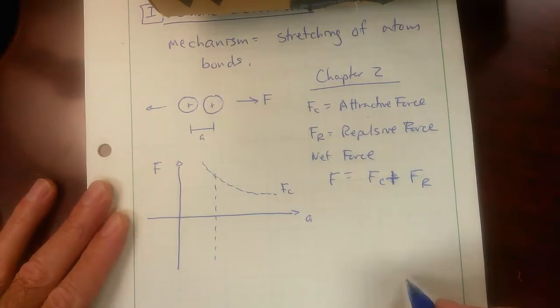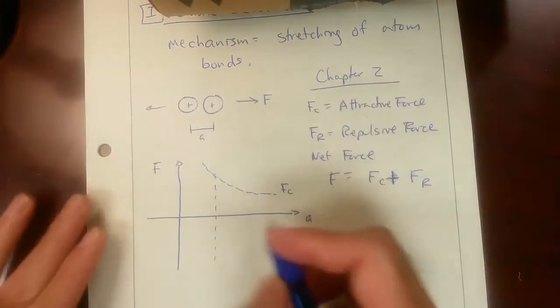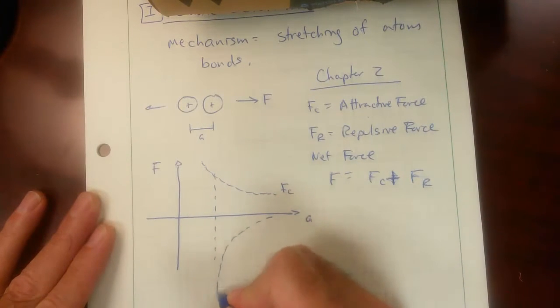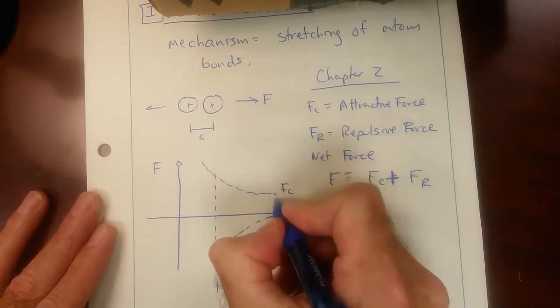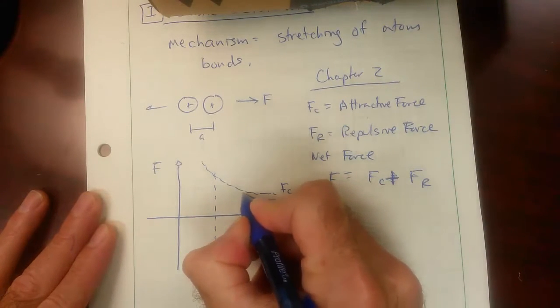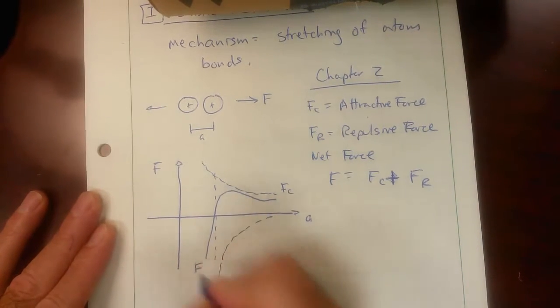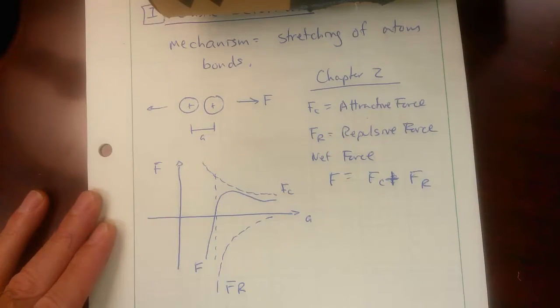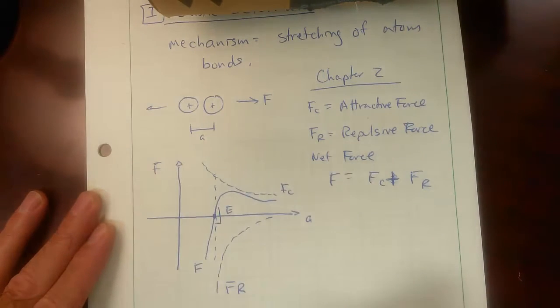The repulsive force becomes greater in a repulsive sense, or in a negative sense, as we push the atoms together. So we have a curve that looks like that for the repulsive force, and when you add these two together, you get a curve that's shaped kind of like that, which is the net force. So right around here where the force is 0 is our equilibrium distance.